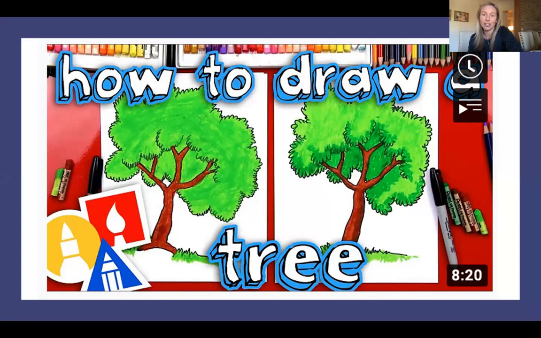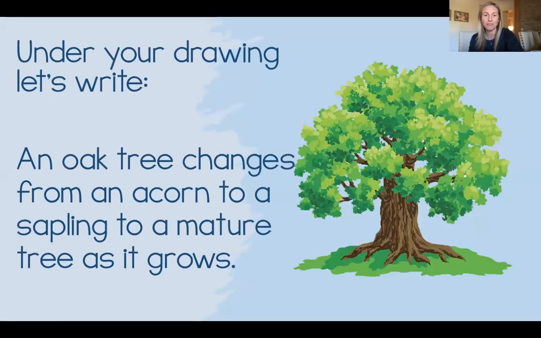This just allows your child to express some creativity and to implement through art what they've learned about an oak tree's life cycle. After they have done their drawing, they can write underneath a sentence that just explains that the oak tree begins as an acorn and then grows into a sapling, and then it grows into the mature adult tree.